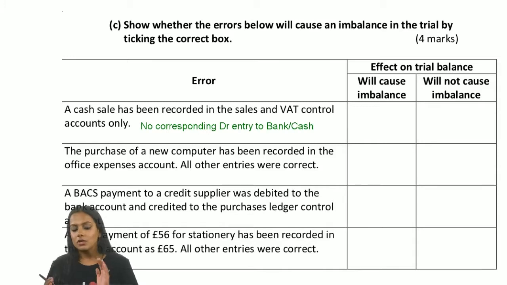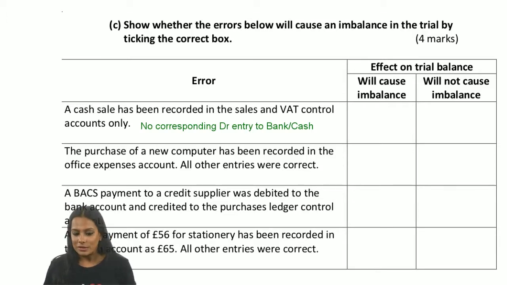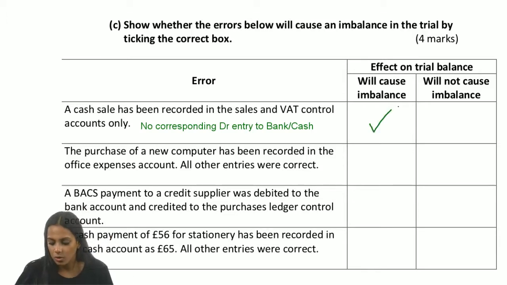Okay, so if you've only entered the credit side but haven't entered anything on the debit side, it means that the credit side is going to be higher than the debit side on the trial balance, thereby causing an imbalance. So error number 1 will cause an imbalance in the trial balance.